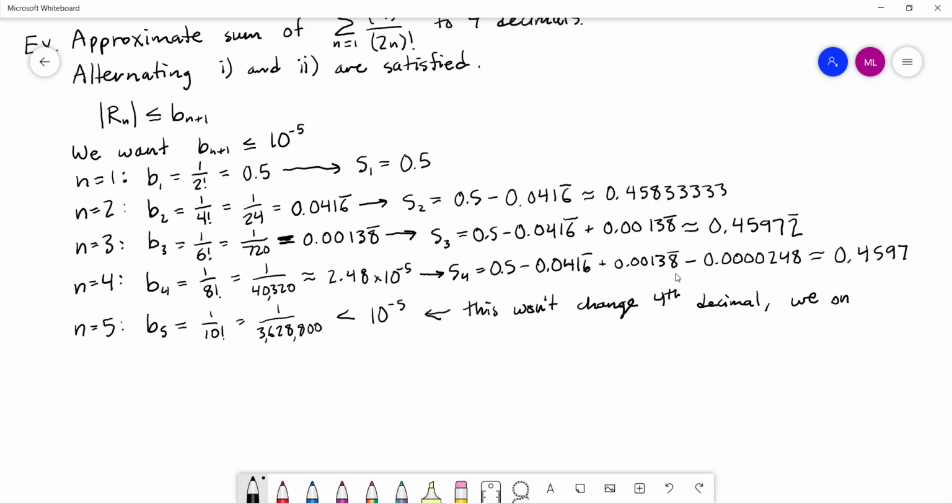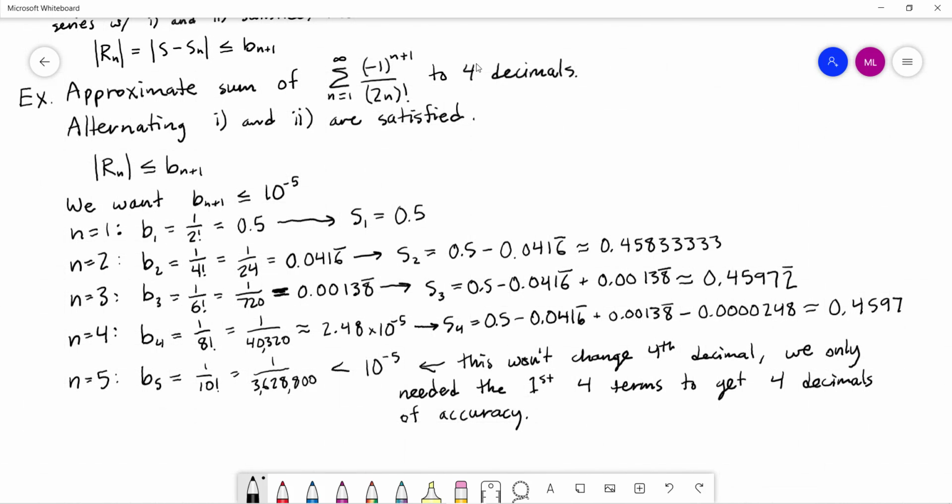We only needed the first 4 terms to get 4 decimals of accuracy. So this is the idea. You can tell you're getting close once you get down to the order of basically 1 decimal beyond. So if we want 4 decimals of accuracy, keep in mind it's b sub n plus 1 that has to be less than or equal to 10 to the negative fifth. That means the current n often can be on the order of that same number, right?